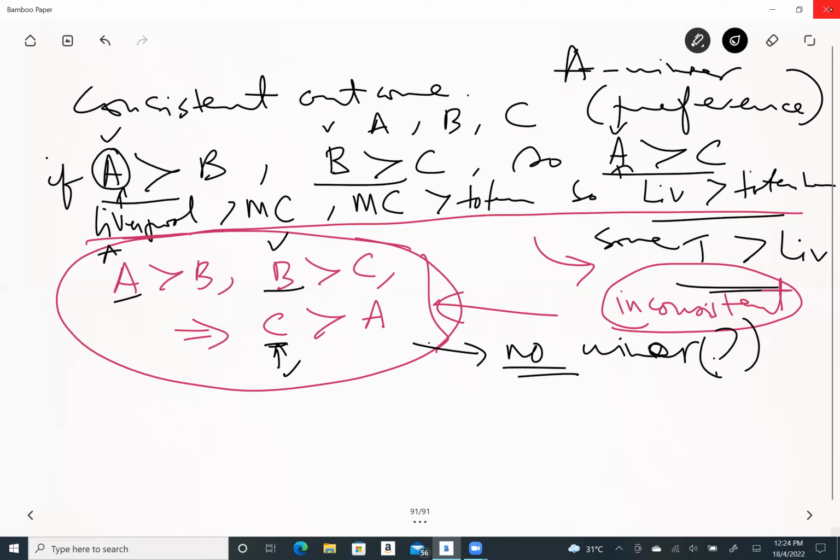All right, okay, guys. So what we're going to do now is look at this kind of voting method.